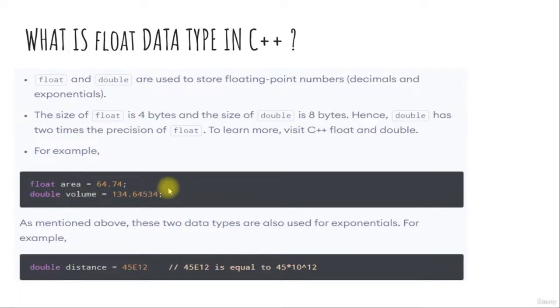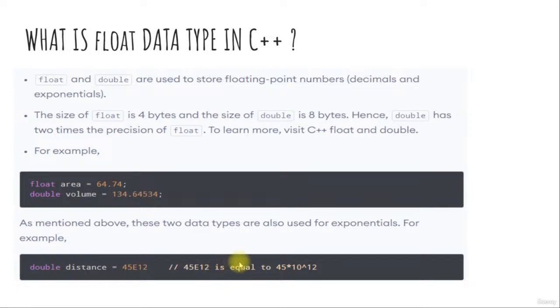As you can see, as we discussed in point number 2, the precision for the double data type is very high compared to float, so use these two data types for exponentials. I'll show you one more example of how to use them for exponentials. So here, as you can see, double distance is equal to 45e12.